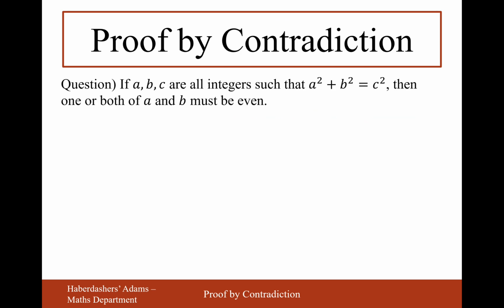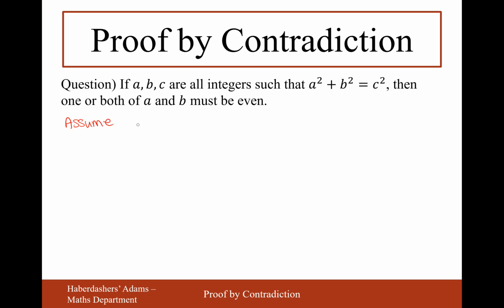Okay, so let's move on to these 4 extension questions now. So question 1 for the extension is, if A, B and C are integers such that A squared plus B squared equals C squared, then one or both of A and B must be even. So let's set up that assumption step first on the proof by contradiction.